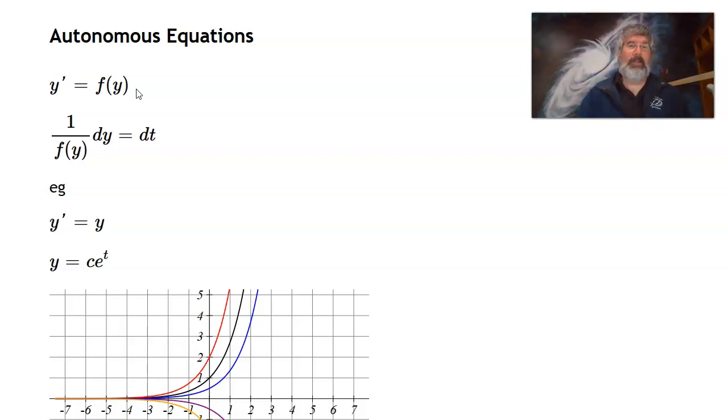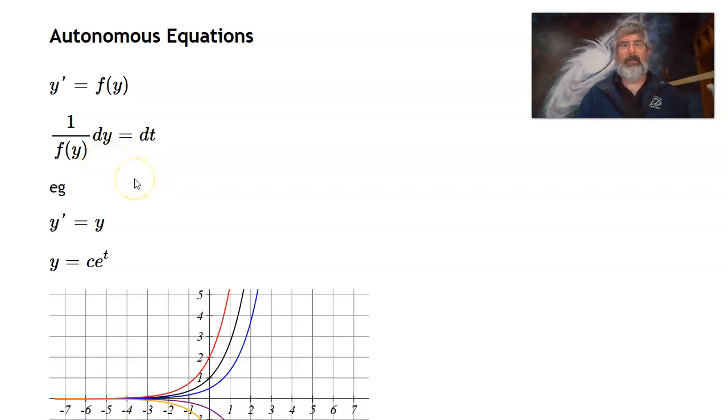I'll note that this is a separable equation. Every autonomous equation is separable because I can just divide both sides by that f of y and multiply both sides by dt, and you've got it separated. It's just a matter of integrating both sides and solving for y. Okay. Now, how you do that integral, of course, depends on what the function is that you have.